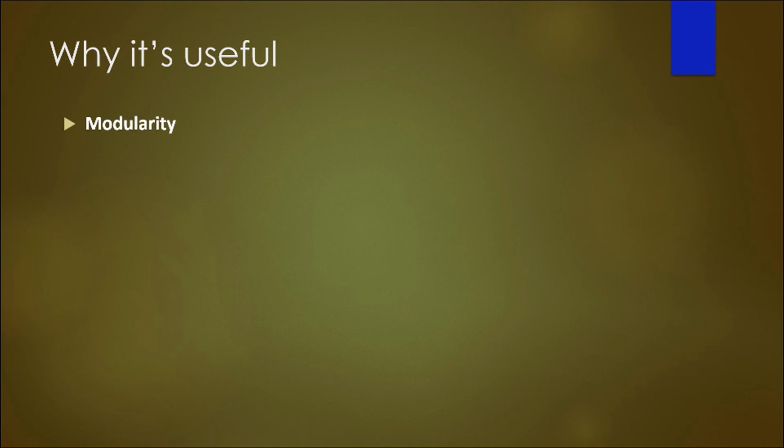Modularity is one of the main goals for DI. Dependency injection helps decouple components by externalizing the dependencies between them. This means that one component does not rely on the internal details of another. This loose coupling enhances flexibility, making it easier to modify or replace components without affecting the rest of the system.